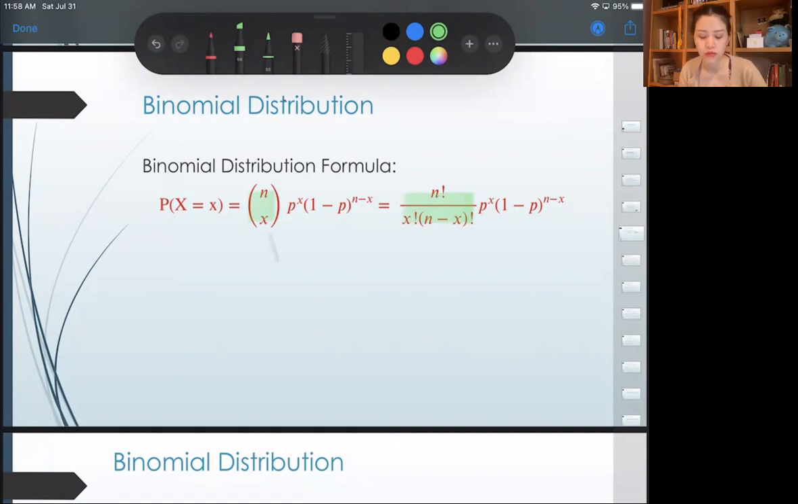For me, I prefer the first one because it's shorter to plug into your calculator. It's easier too.